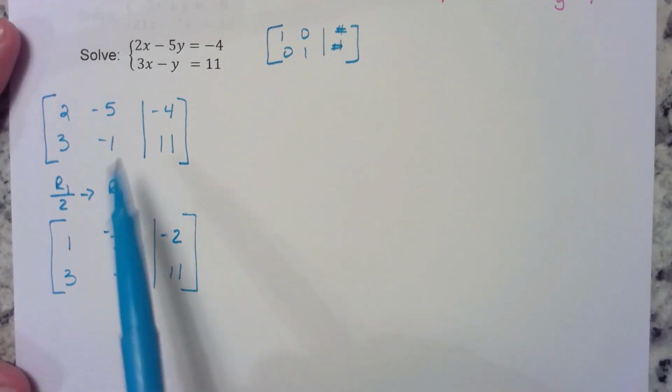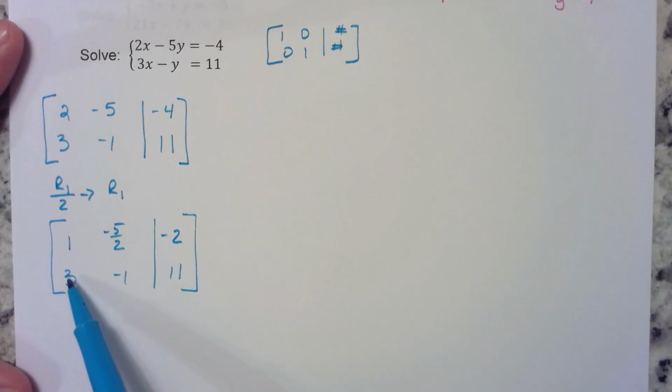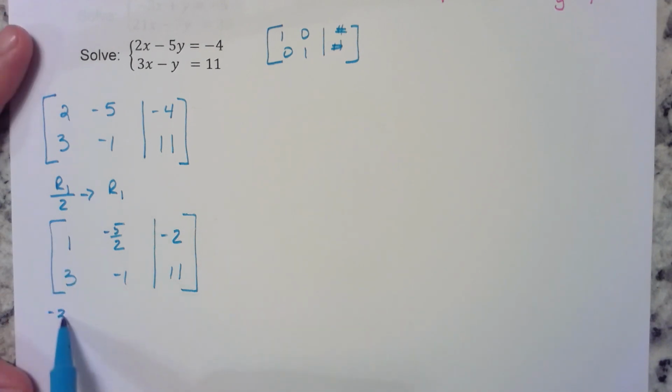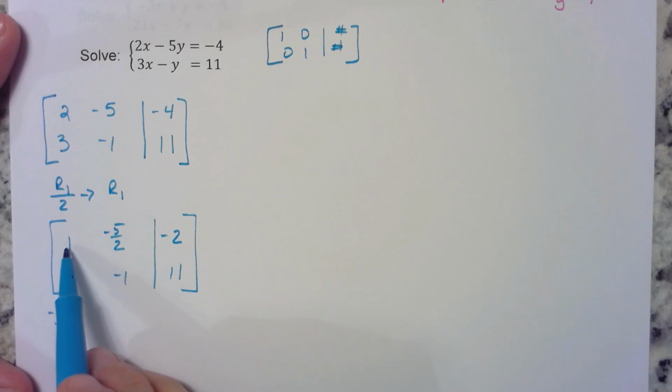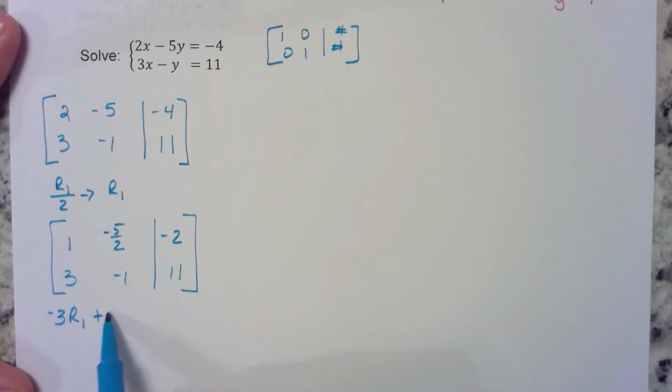The next thing that we need is to get this to be a 0. Actually, I should be pointing here. This needs to be a 0. What do you add to 3 to get 0? -3 times the row with the 1 in it. -3 times row 1. Add it back to that row, so row 2 will give us a new row 2.